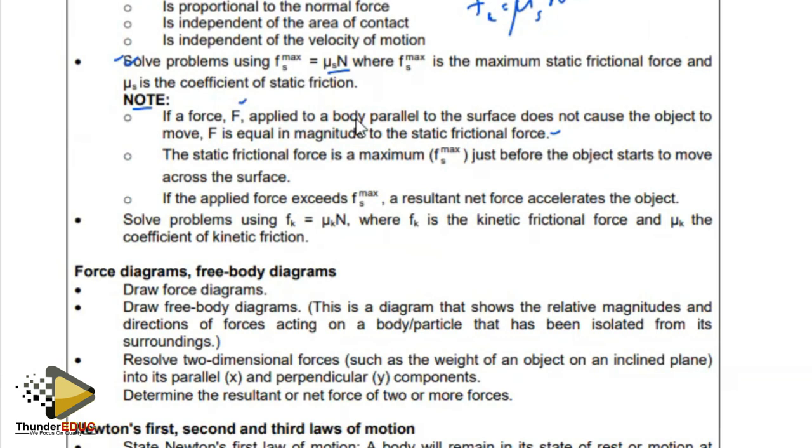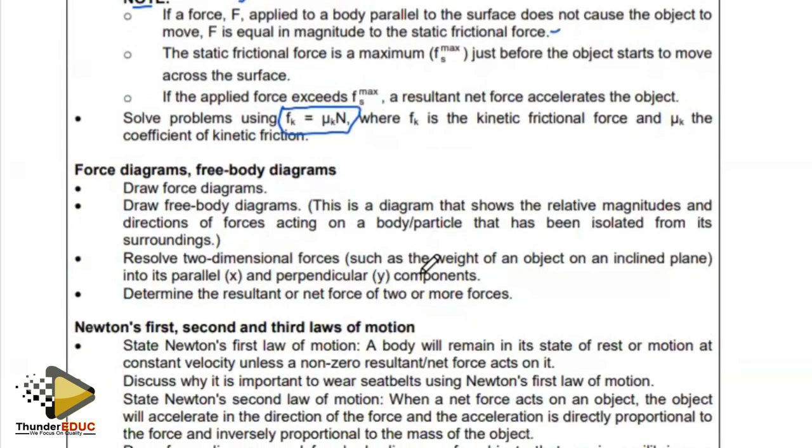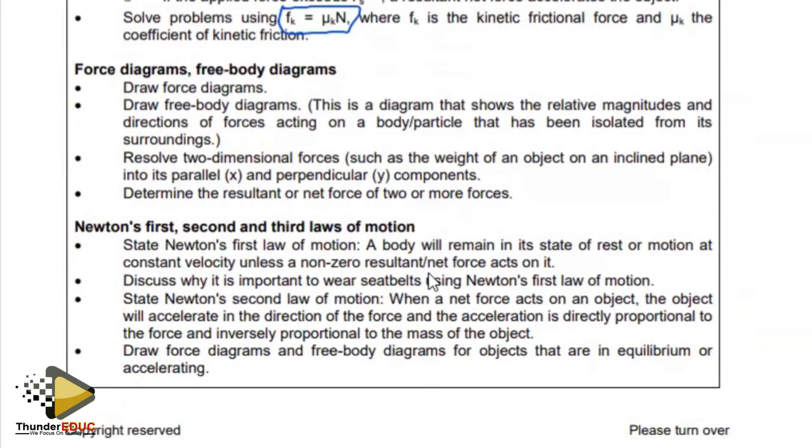starts to move. So static friction is basically that force that keeps the object in one place without any motion. So this formula is quite important as we shall move on. Then two, we also need to know how to draw our force diagrams or the free body diagrams, okay?